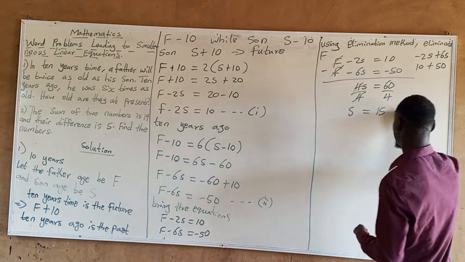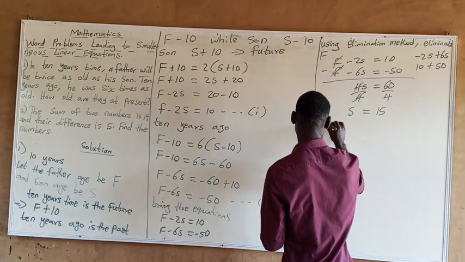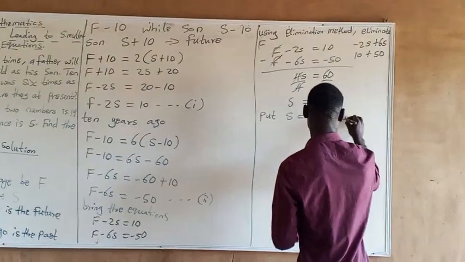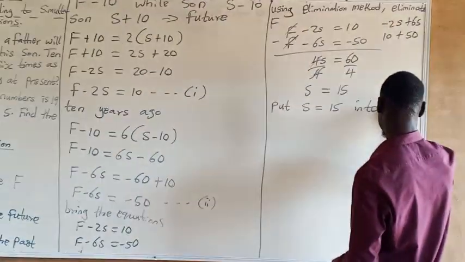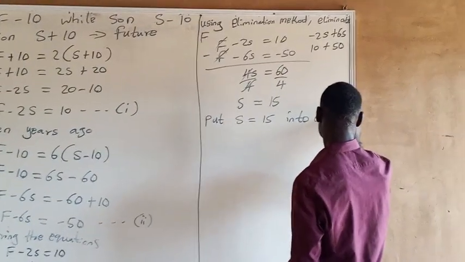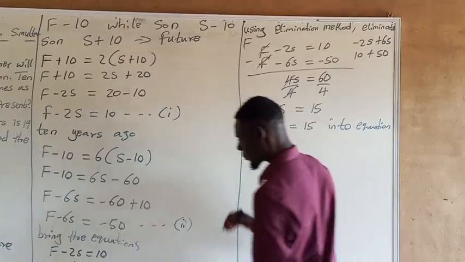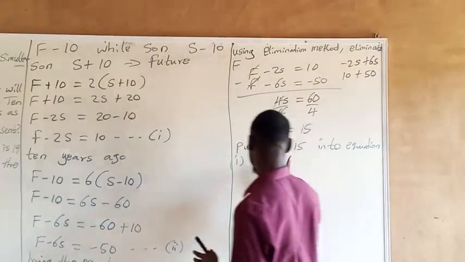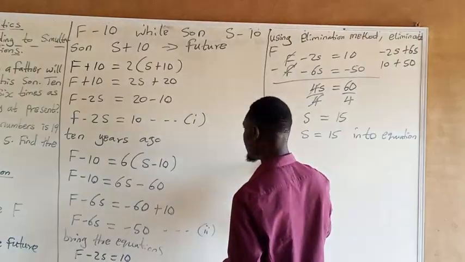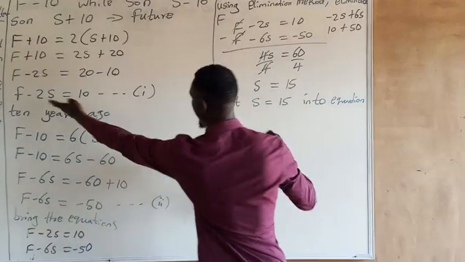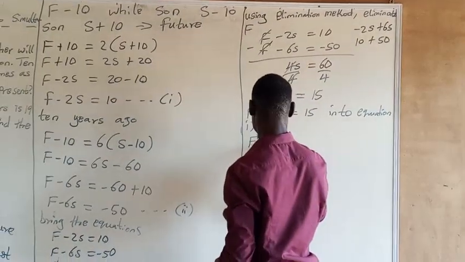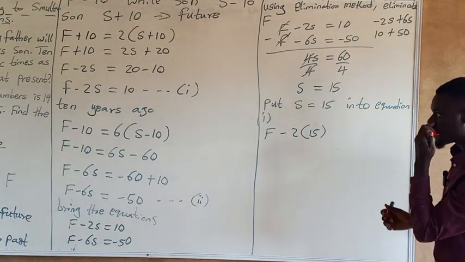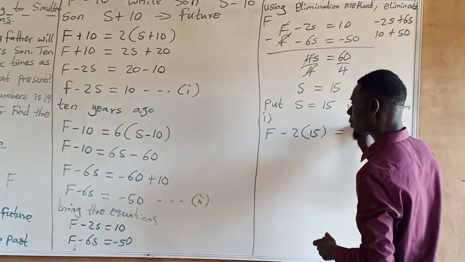So we have 15 for the son. Now put s is equal to 15 into equation 1. Let's use equation 1. Now, if you check very well, equation 1 is this. So let's put 15. Anywhere we see s, let's put 15. So therefore, we have F, I'm working with this, F minus 2 bracket open 15, is equal to 10.